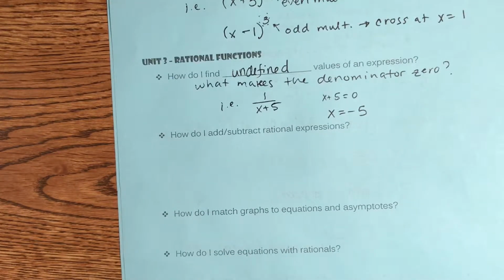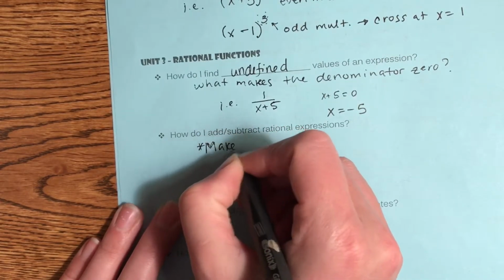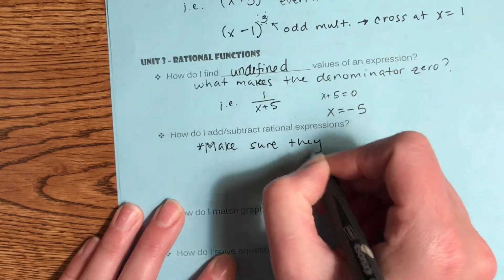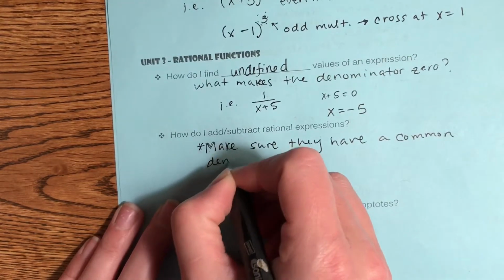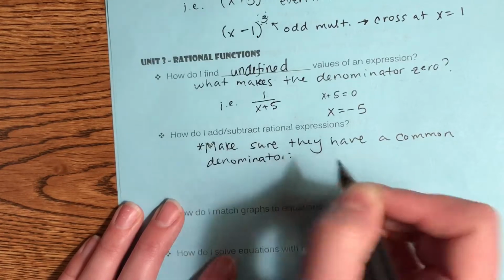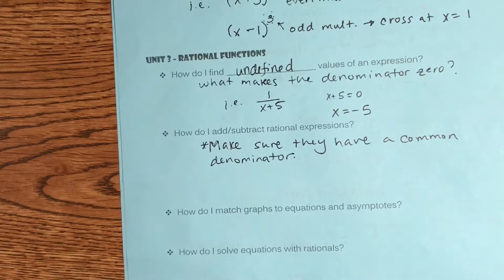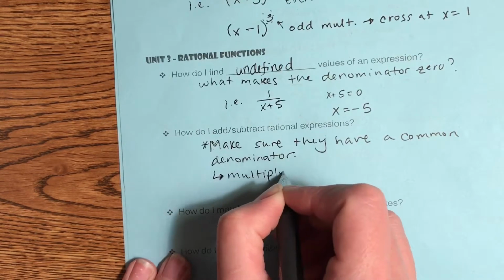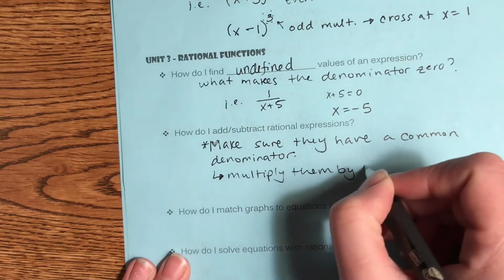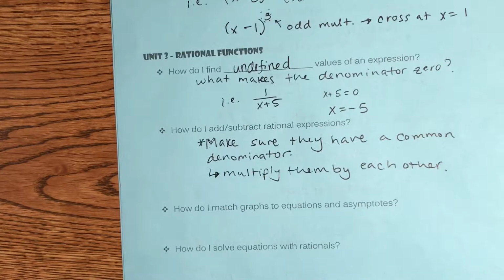And then how do I add or subtract rational expressions? Well, the first thing is to make sure they have a common denominator. That's our first step right away. Once we know they don't have the same denominator, so if one was x plus 1 and one was x minus 5, then we multiply them by each other, and then simplify them and finish it off. So we are not solving unless there's an equal sign.